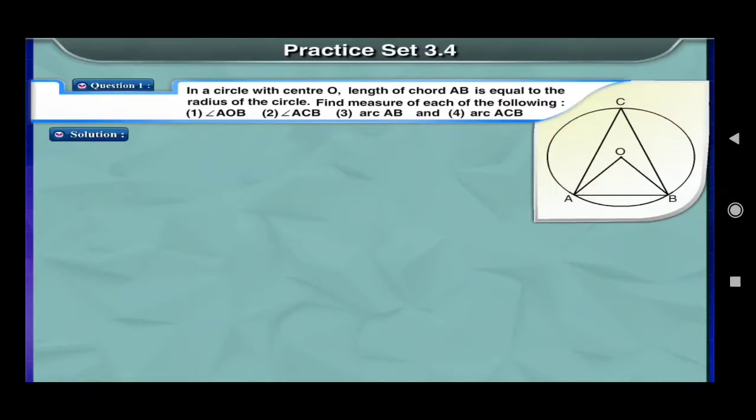What type of angle is angle AOB? Correct. The vertex O of angle AOB is the center of the circle. Therefore, it is a central angle. We have to find its measure.